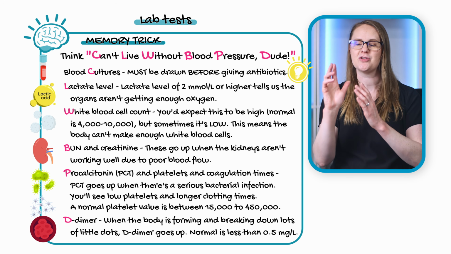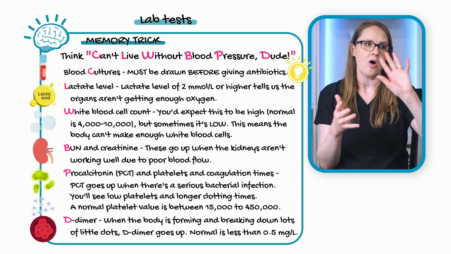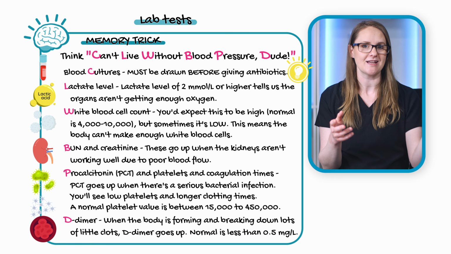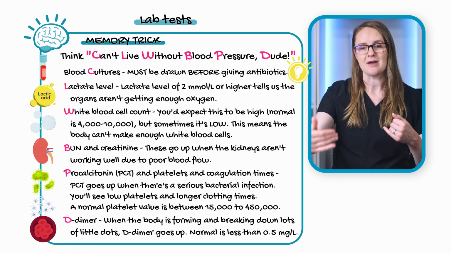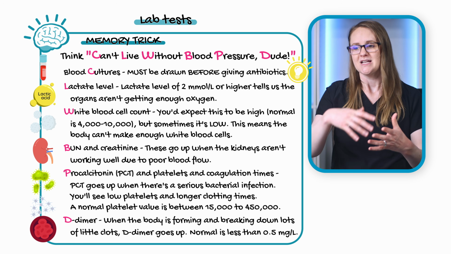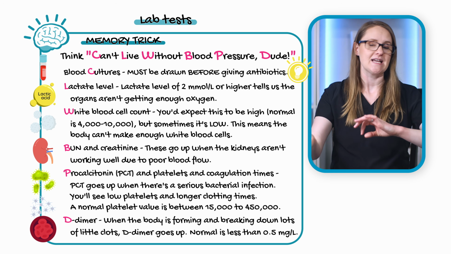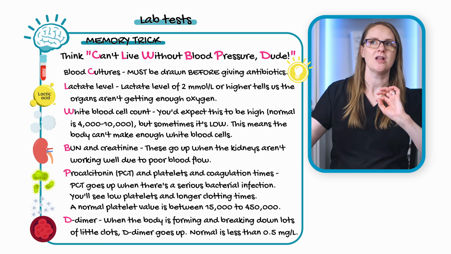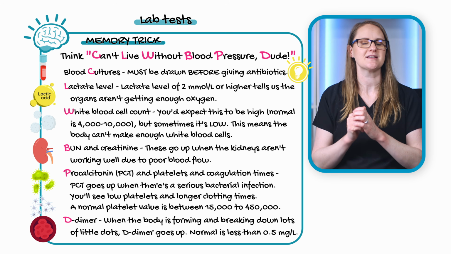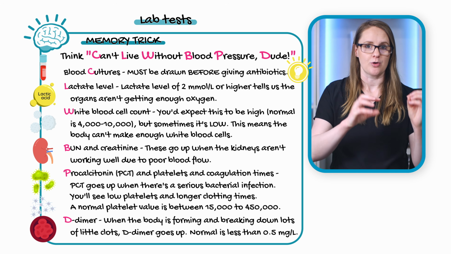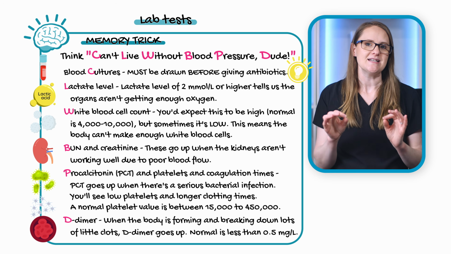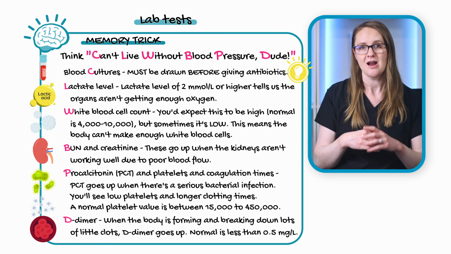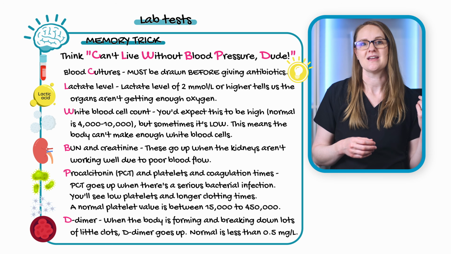And then platelets and those coagulation times. With all of those used up platelets and clotting factors, you'll see low platelets and longer clotting times because of that. So a normal platelet value is between about 150,000 to 450,000. And then a D-dimer, you can think of it as a clot breakdown detector. When the body is forming and breaking down lots of little blood clots, that D-dimer is going to go up. So normal is less than 0.5 milligrams per liter, but in sepsis, it's often significantly elevated.